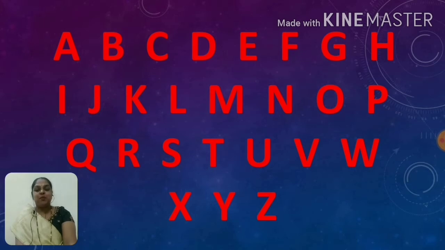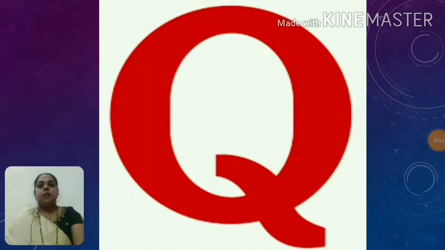You have heard this song before, right? We have already learnt capital alphabets A, B, C, D, E, F, G, H, I, J, K, L, M, N, O, P. We are going to learn the next alphabet. This is capital Q alphabet. It sounds Q. The sound of Q is Q. We have several words that start with alphabet Q.